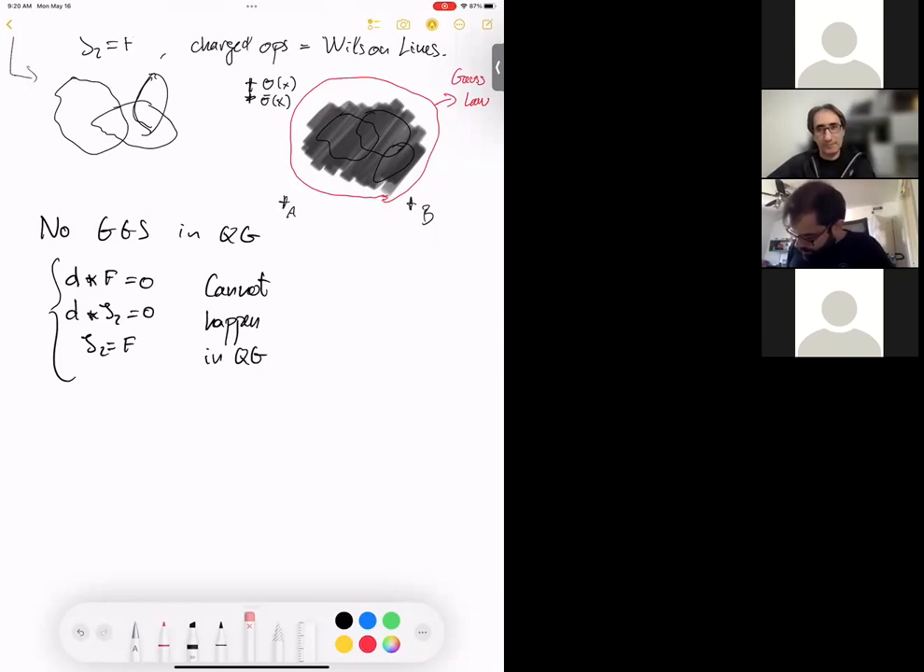I mean, let me copy the equation again here to illustrate what I'm gonna do. So this is the equation that cannot happen in quantum gravity. How can you change it? Well, you can just say there's no Maxwell field. There's just no F from the get-go. So you change the question completely. Okay, fine, you can do that.